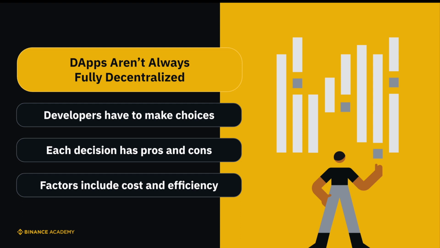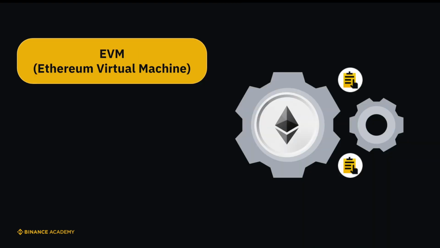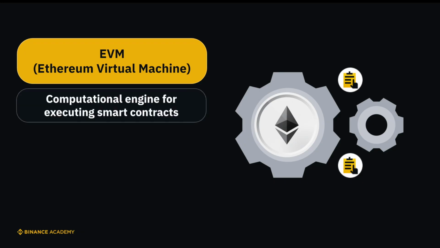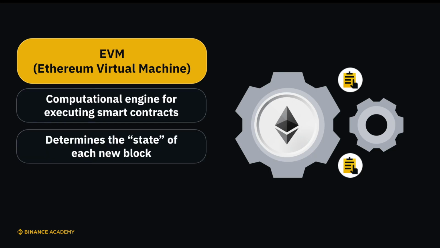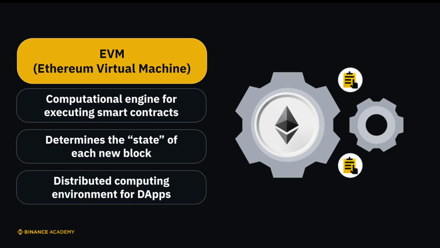Now that we've explored the various components that make up a DApp, it's crucial to also discuss the Ethereum virtual machine, commonly referred to as the EVM. The EVM is the computational engine responsible for deploying and executing smart contracts on the Ethereum network. It determines the state for each new block added to the Ethereum blockchain. In essence, the EVM can be envisioned as a distributed computing environment where smart contracts and DApps come to life.